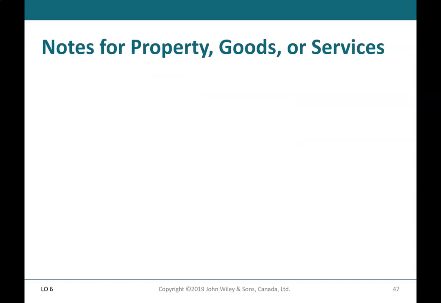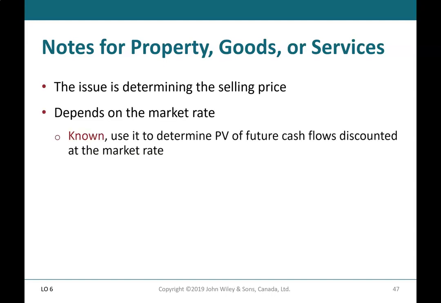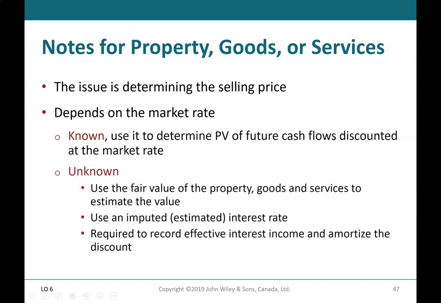Notes for property, goods, or services. The issue is determining the selling price, which depends on the market rate. If the market rate is known, use it to determine the present value of future cash flows discounted at the market rate. If it is unknown, use the fair value of the property, goods, and services to estimate the value. Use an imputed or estimated interest rate, which is required to record effective interest income and amortize the discount.